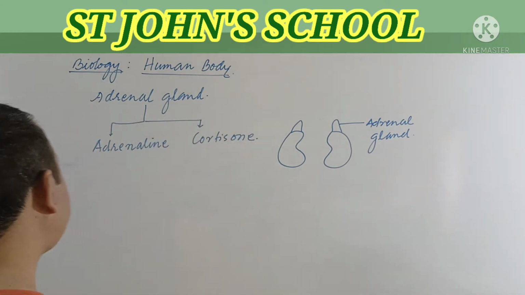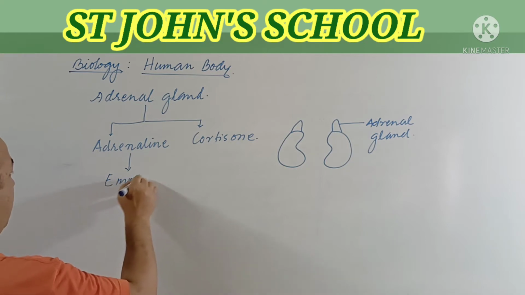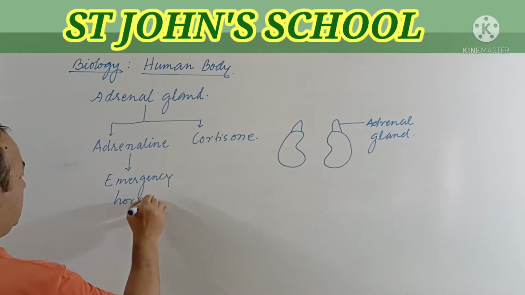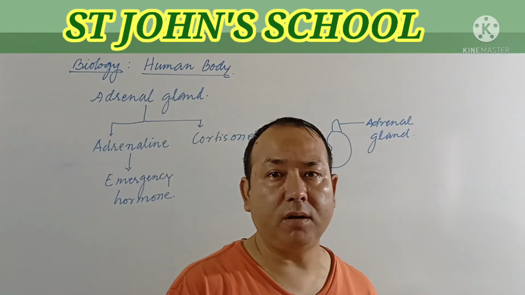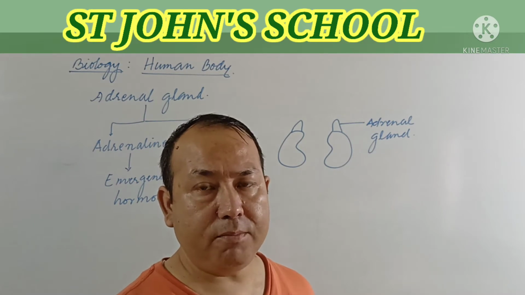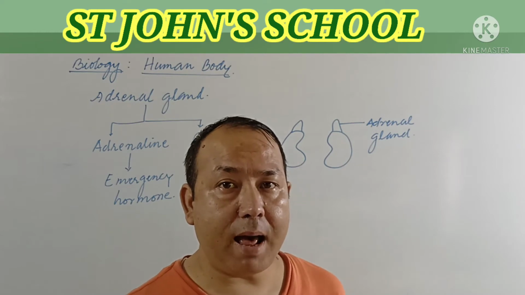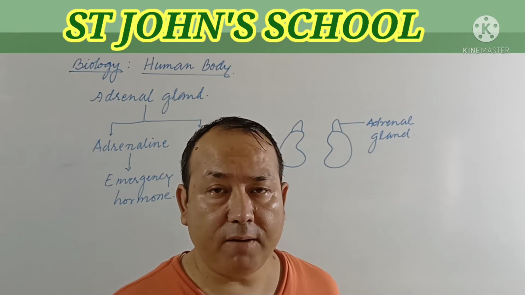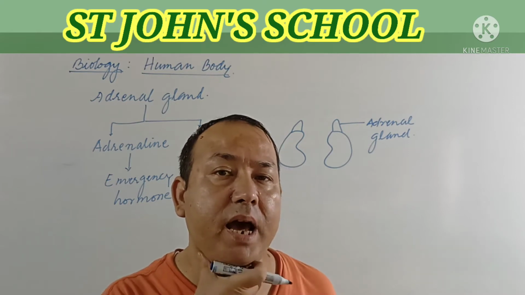Adrenaline is also called emergency hormone or stress hormone. Why? Because this adrenaline hormone is released only during stress conditions, when we are under stress. Whenever you get hurt, adrenaline is released. Then you start crying, the tears come out automatically. So these are all regulated by the adrenal gland.